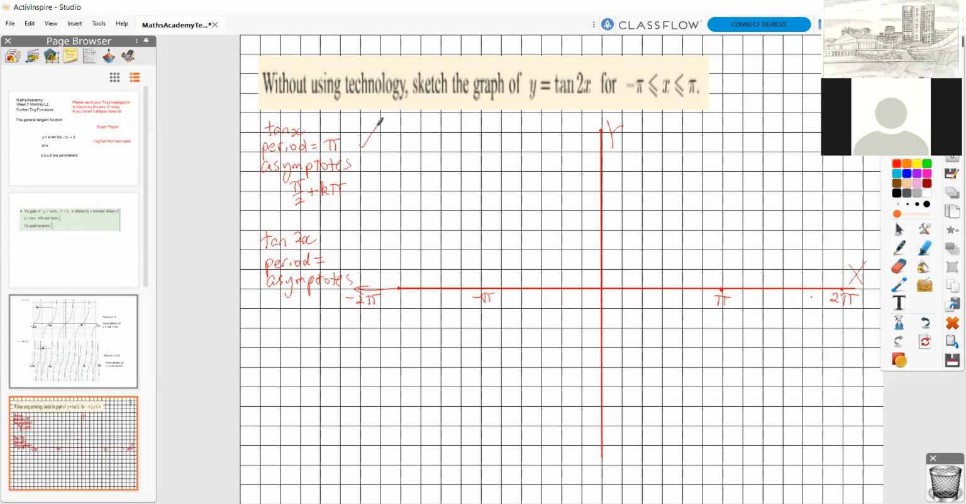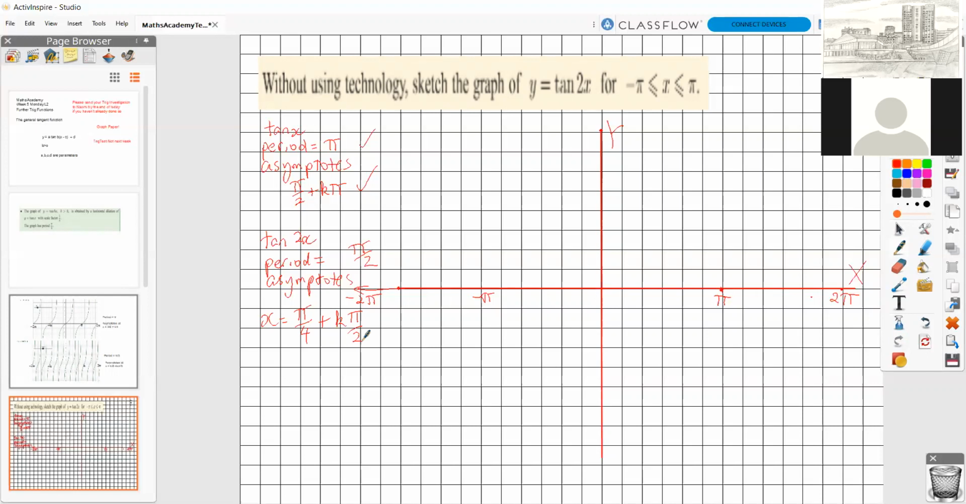We know the asymptotes occur at pi on 2 plus k lots of the period. So for tan of 2x, the period is going to be pi divided by 2. And the asymptotes are going to occur at pi on 2 divided by 2, in other words, pi on 4 plus k lots of the period, which is now pi on 2. So the first thing we do is we mark in the asymptotes.